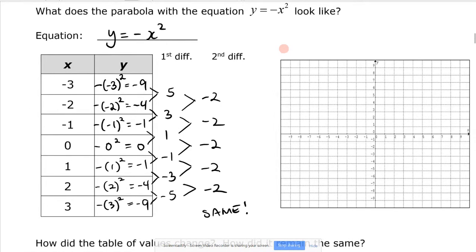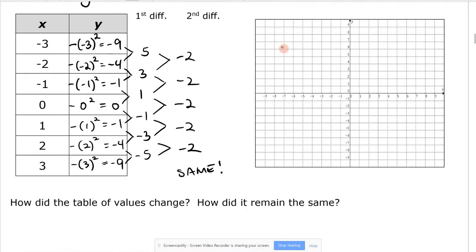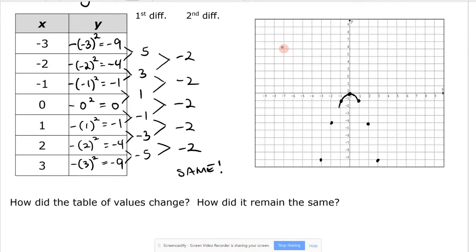Okay, and now if I graph this, it would look something like this. Similar to the first graph, except the y values are now negative. Let me see if I can draw that better. All right, there you go. So there's our parabola. It's now upside down.